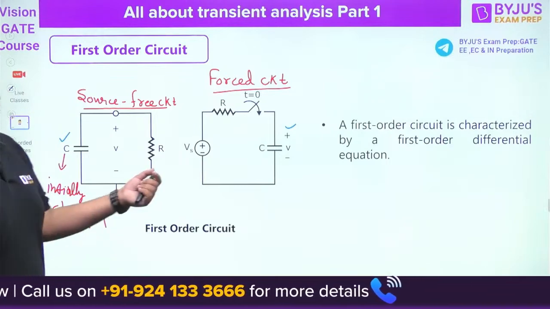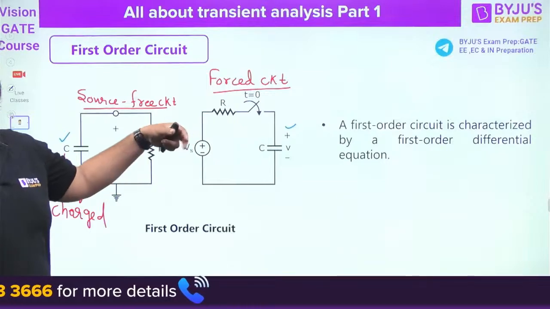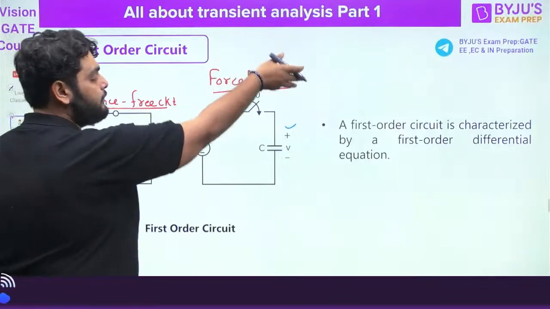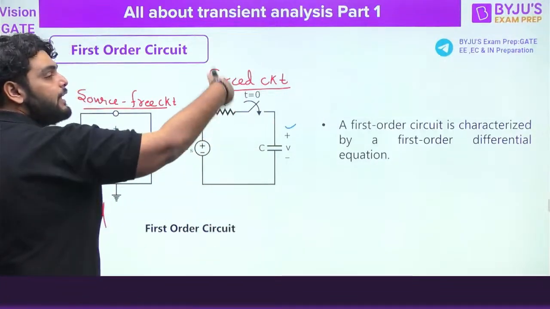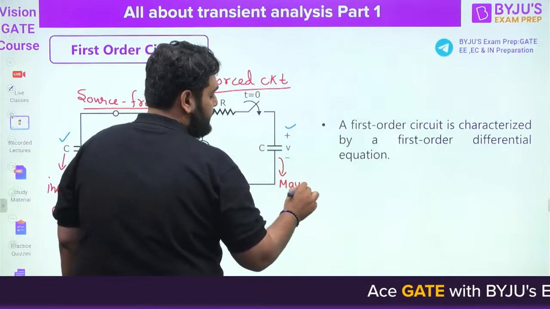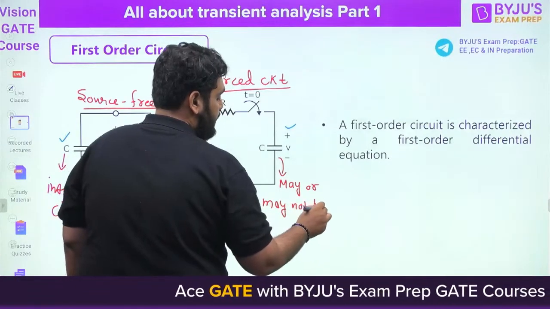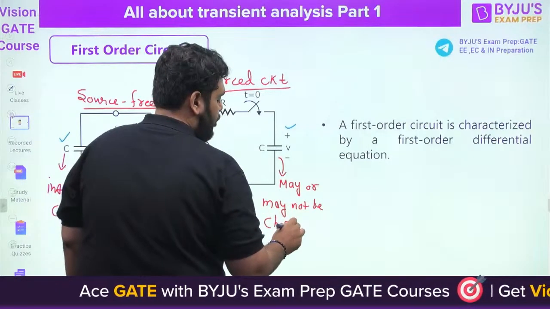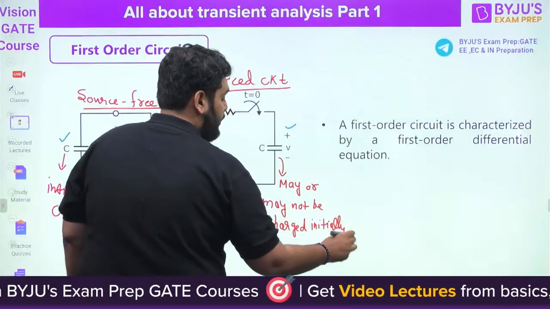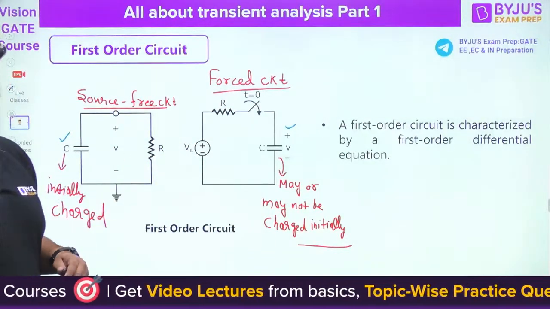Okay. Now, this is the forced circuit. Forced means you're applying a particular source here. Source can be DC, AC, exponential. Because of that, the current will start to flow, and the capacitor will start to charge or discharge. So here, the capacitor may or may not be charged initially. Okay, understand this point? So these two particular circuits we are going to see one by one.